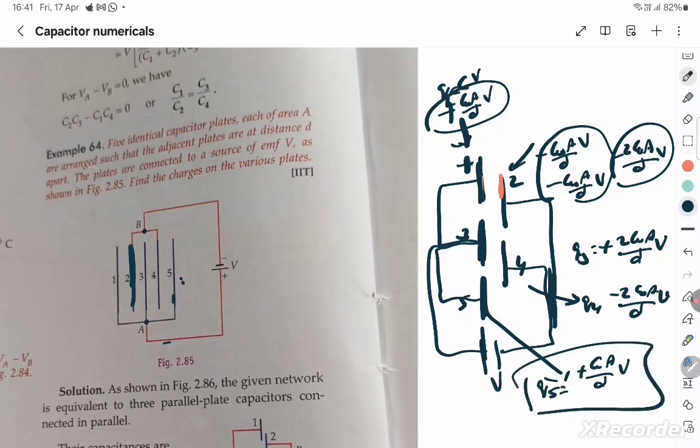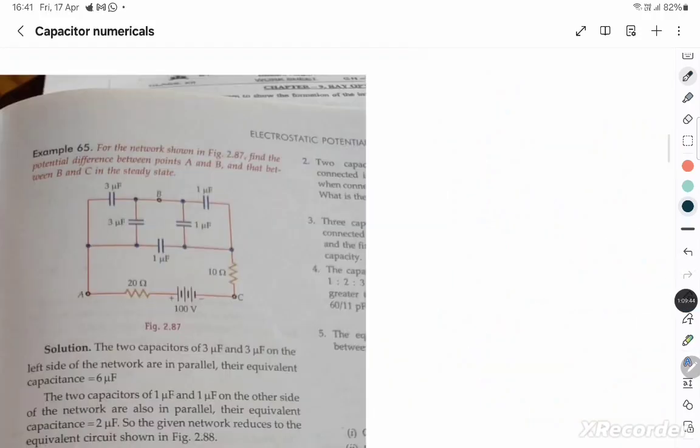So this is such a beautiful question. I hope you all understood. Let's go to the 65th question. The 65th question is a very important question. If you see, the question says steady state. Find the potential difference between point A and B. A is here, B is here.